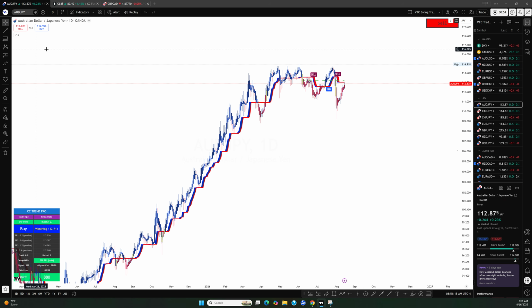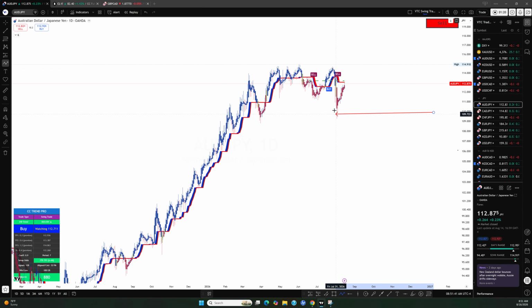So right now we're on AUDJPY daily time frame. Obviously, we can see the overall trend is bullish. We're going to look at the current price action on the CC Trend Pro. This is an indicator that I created. It's going to help you trade what you see. Daily time frame is telling us to sell, right? We have a sell in this corner here, and the most recent signal is a sell, right?